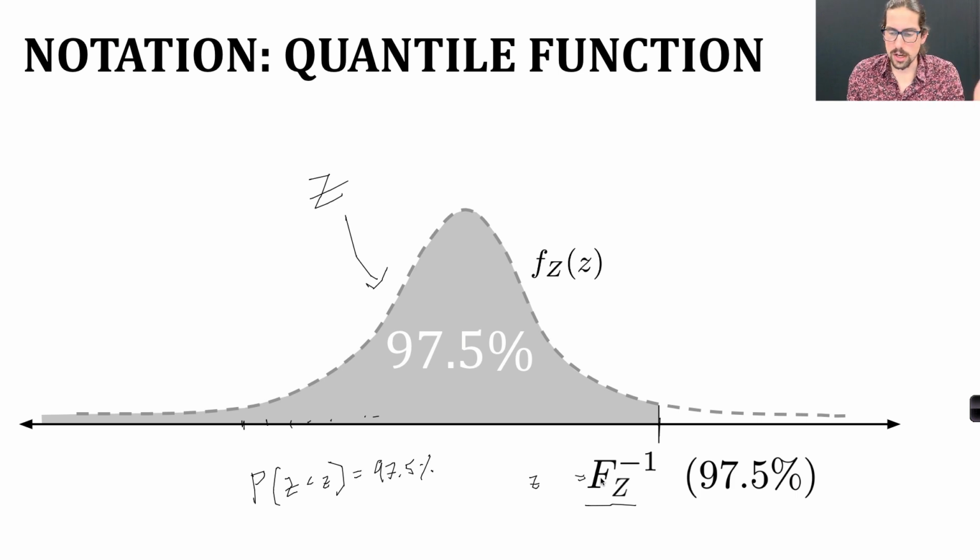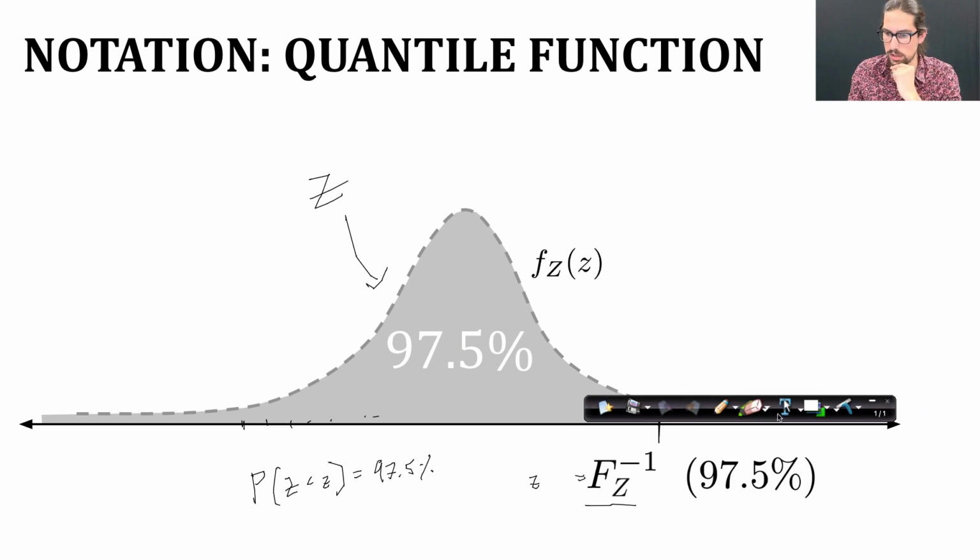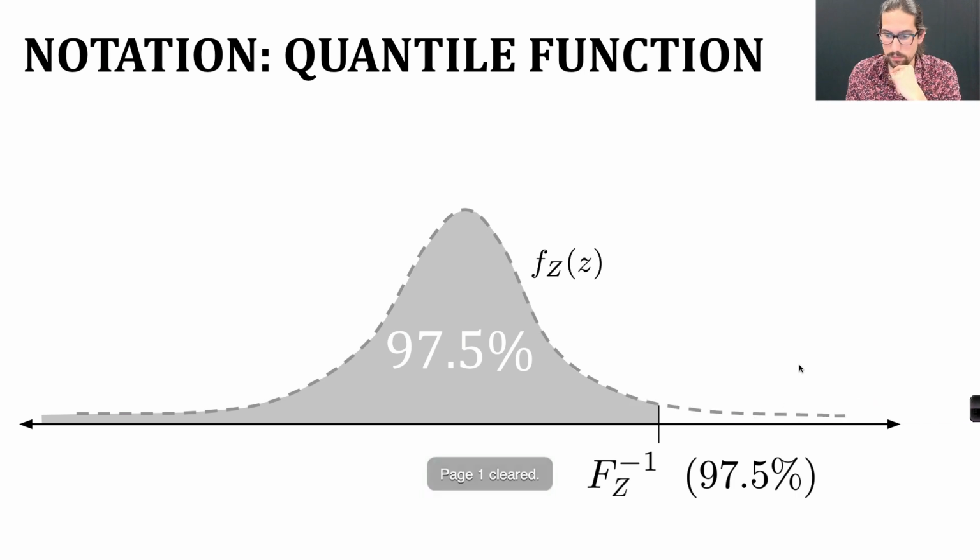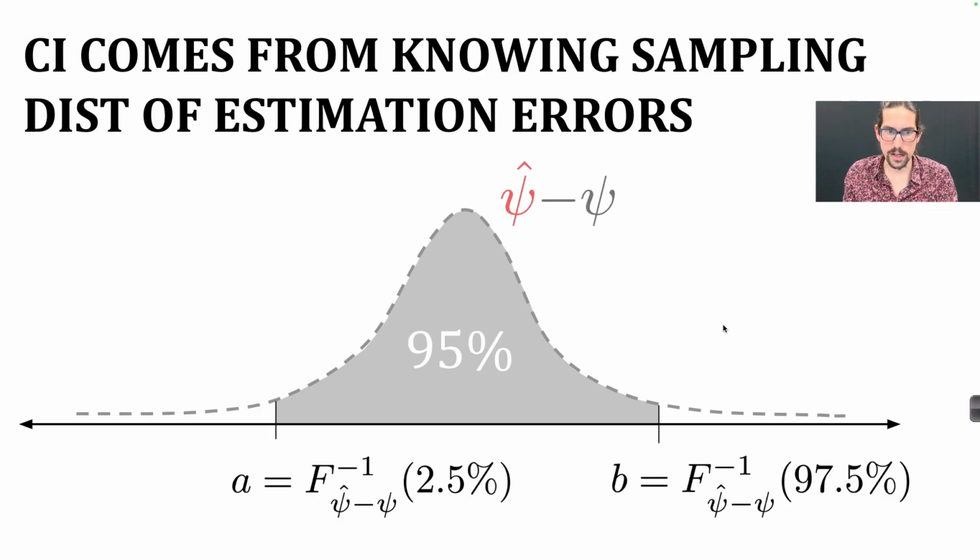Regardless of the notation and things like that, you just should understand that when I say big F of z to the minus 1 of 97.5%, I'm just asking about this 97.5th percentile of the distribution of z. That's what this little z is, and that is what is indicated by this notation. It's the quantile. So that's why it's called the quantile function. Or percentile.